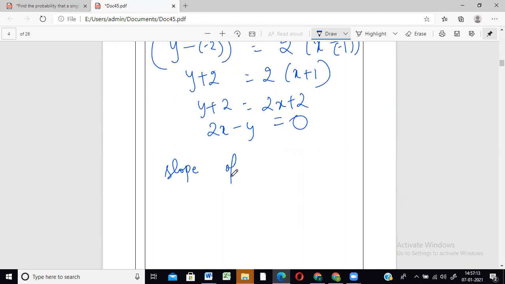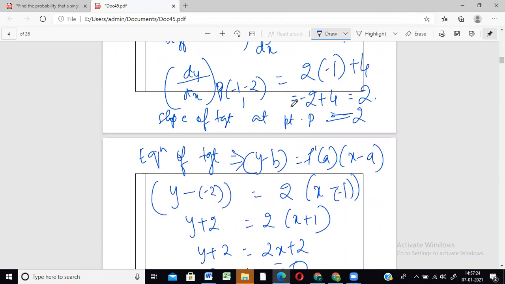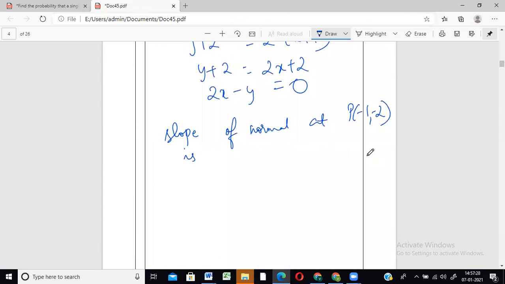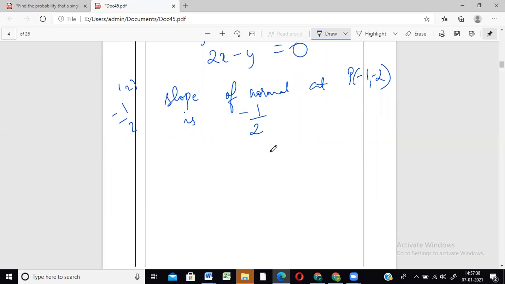Slope of normal at the point will be equal to the negative inverse of the tangent's slope. The slope of the tangent was equal to 2, correct? So the negative inverse is negative 1 upon 2, negative and then inverse. Earlier it was 2, now its negative and inverse, so that is minus half. Now we have got the slope of normal.